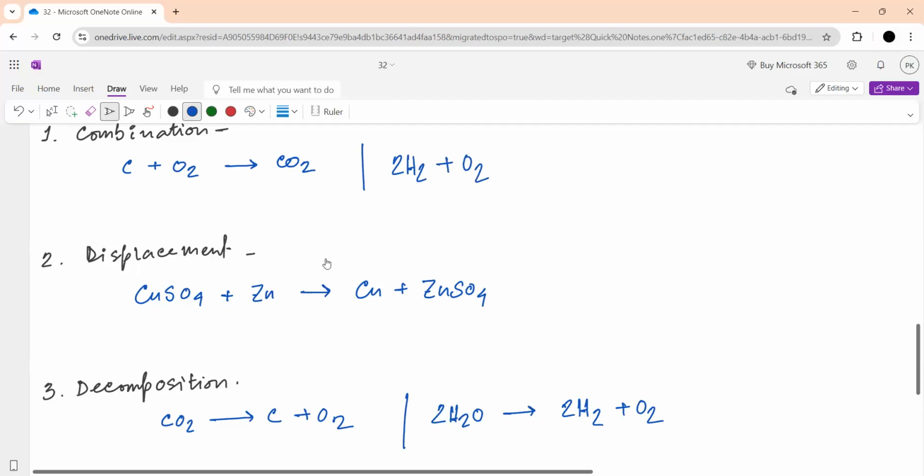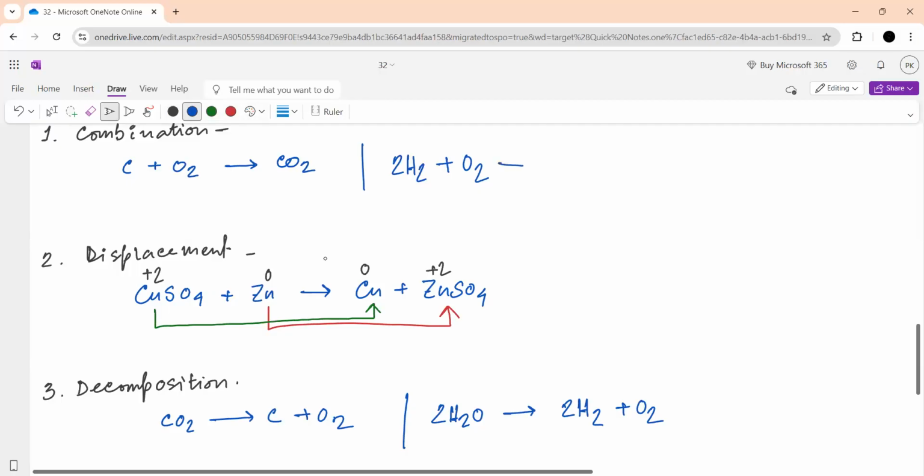You see here the oxidation number of copper was +2 and the oxidation number of zinc was 0. But here the oxidation number of copper became 0 and zinc became +2, right? So the oxidation number for zinc increased, so this is oxidation, and the oxidation number for copper reduced, so this is reduction. Okay? So similarly we can do the opposite.